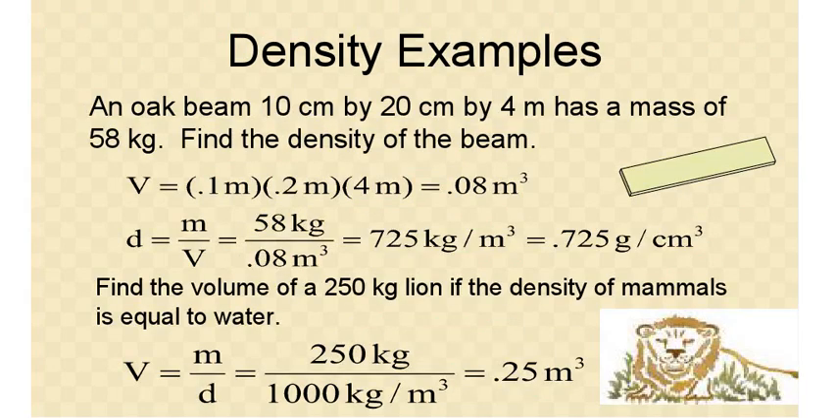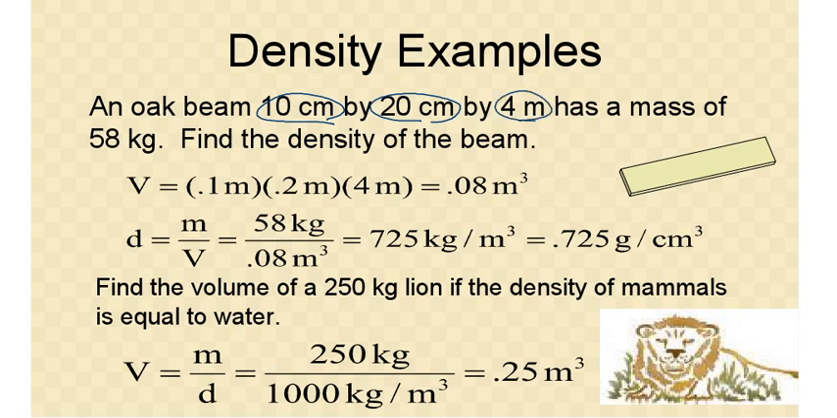Here are a couple of examples, different ways that you can use the density formula. So this has a little bit of information that we can kind of play with and see how this works. Nothing tricky here though at all. In this first problem, they say that an oak beam, they give me the dimensions. It's 10 centimeters by 20 centimeters by 4 meters.